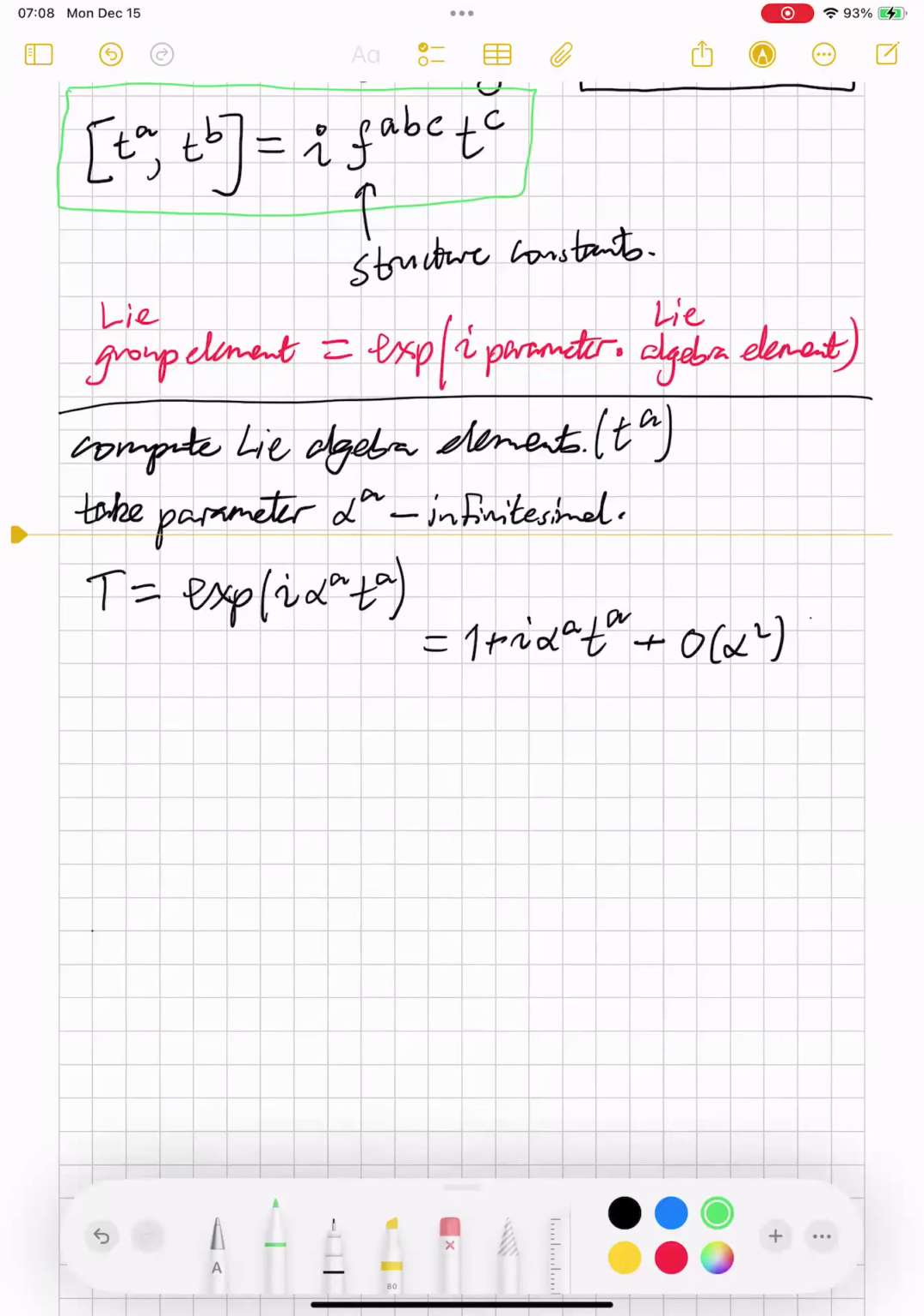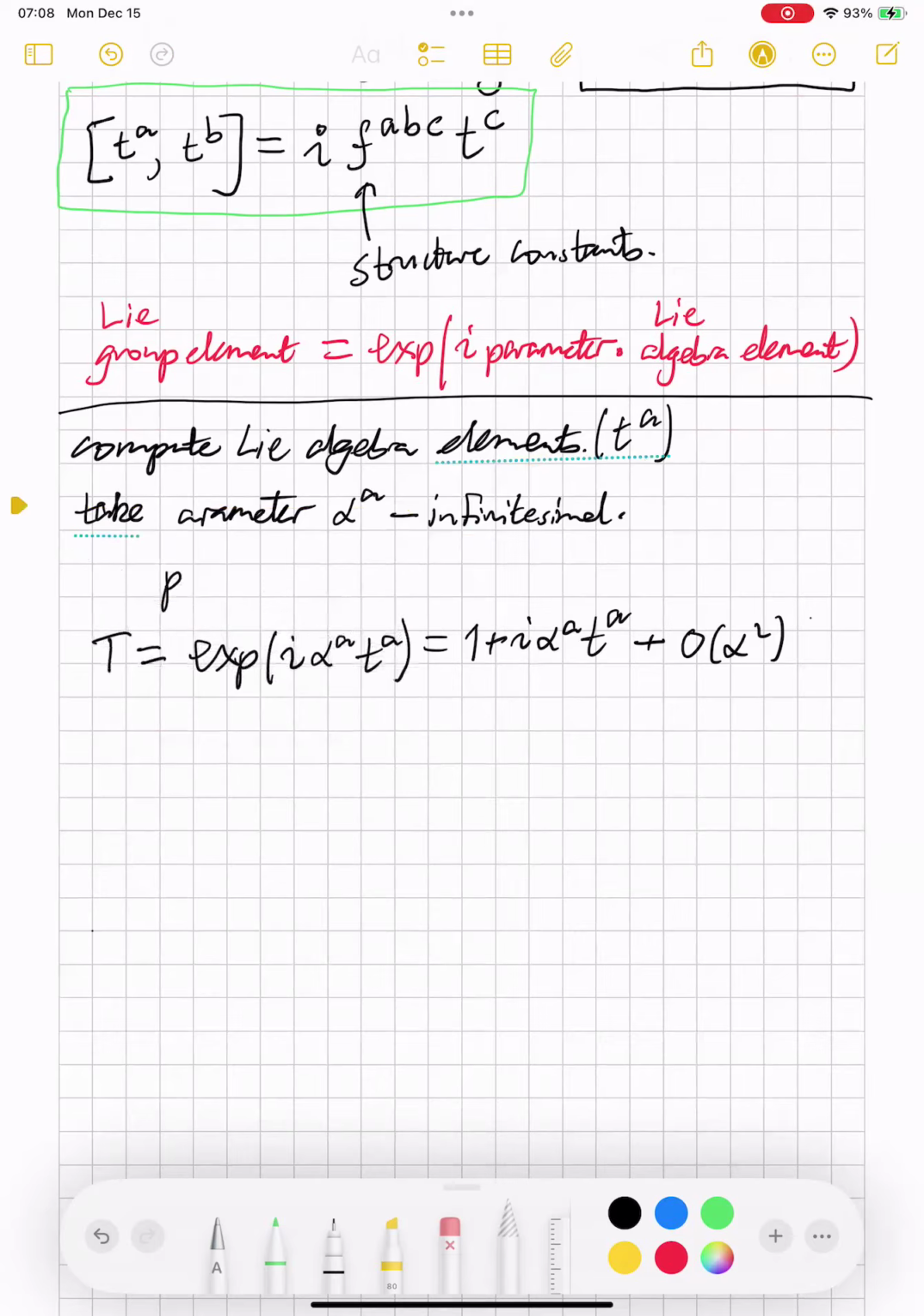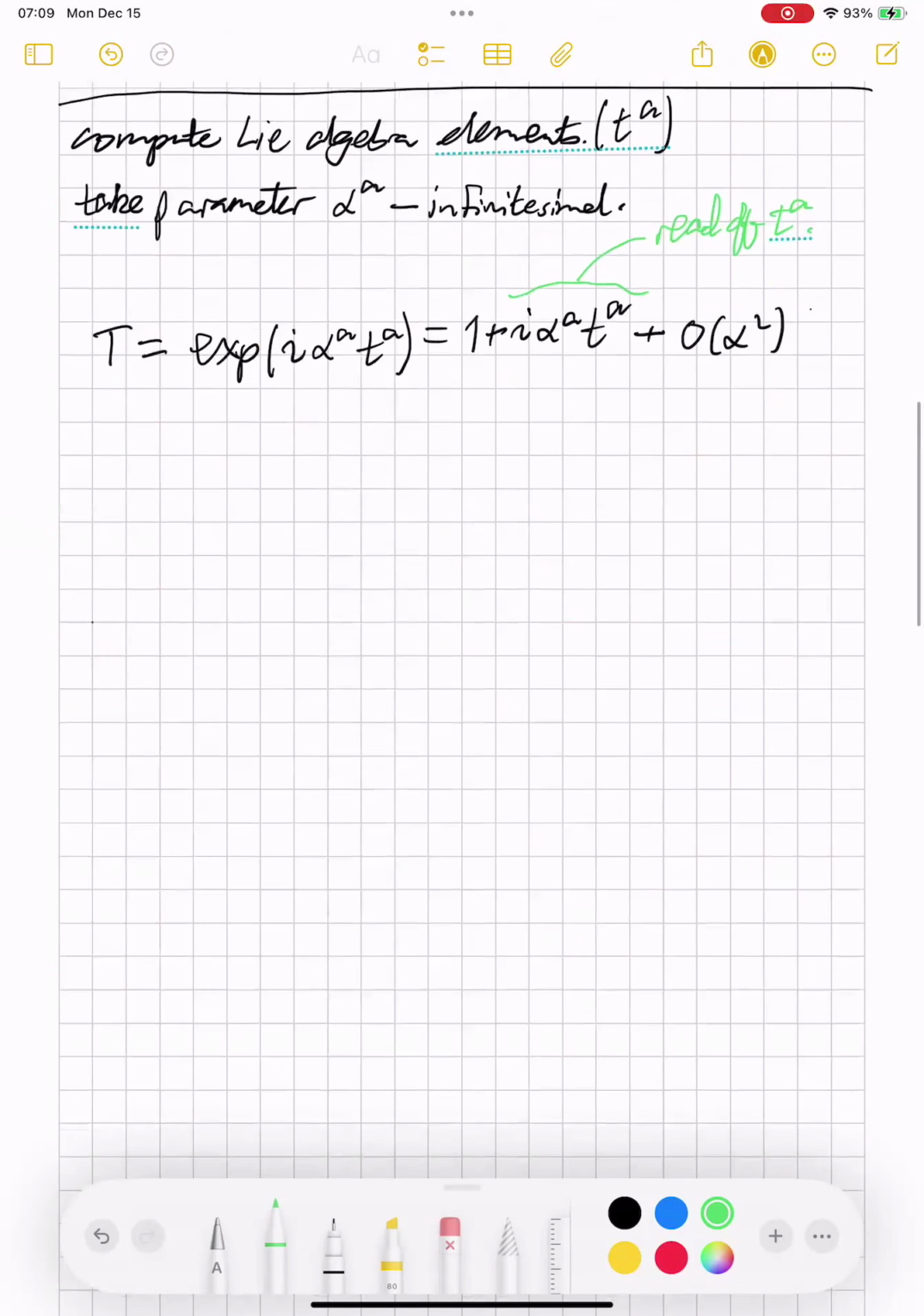We take a look at this term over here. From this term over here, we can read off T_A. Now we've worked out our Killing vectors, so we can exactly work out how things transform. And by looking at a transformation close to the identity, we're going to manage to get hold of our Lie algebra elements. So let's do that. That's exactly what we're going to be doing now.